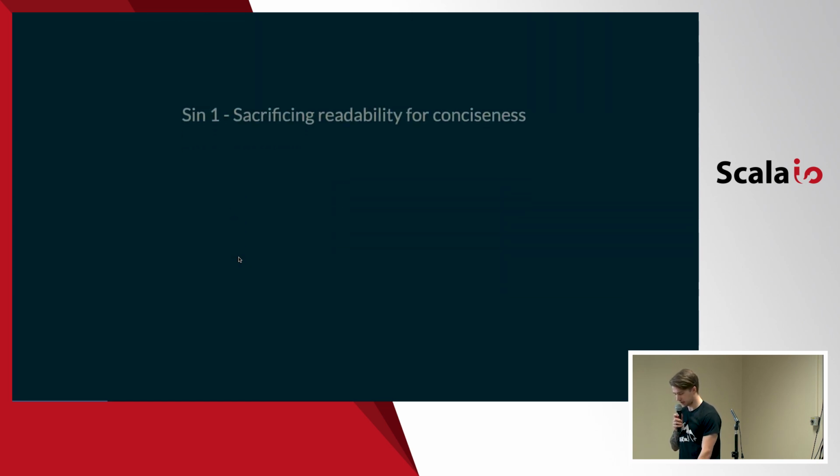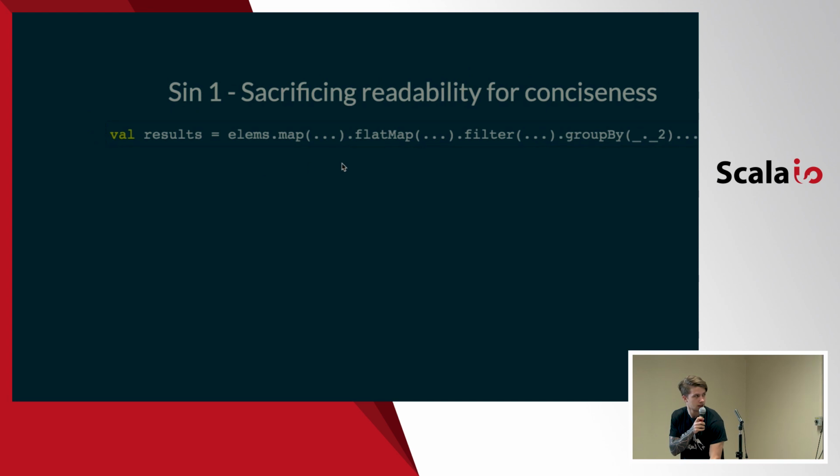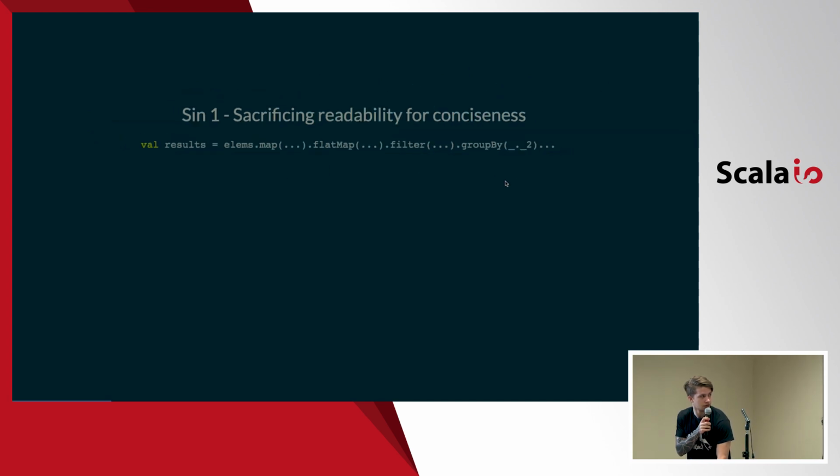Another case when you might sacrifice readability for fewer lines of code is if you have a very long chain of maps, flat maps, and so on. So let's imagine you see this line. You have map, flat map, filter, group by, and so on. And then 50 characters later, you find .count with some function and +5.